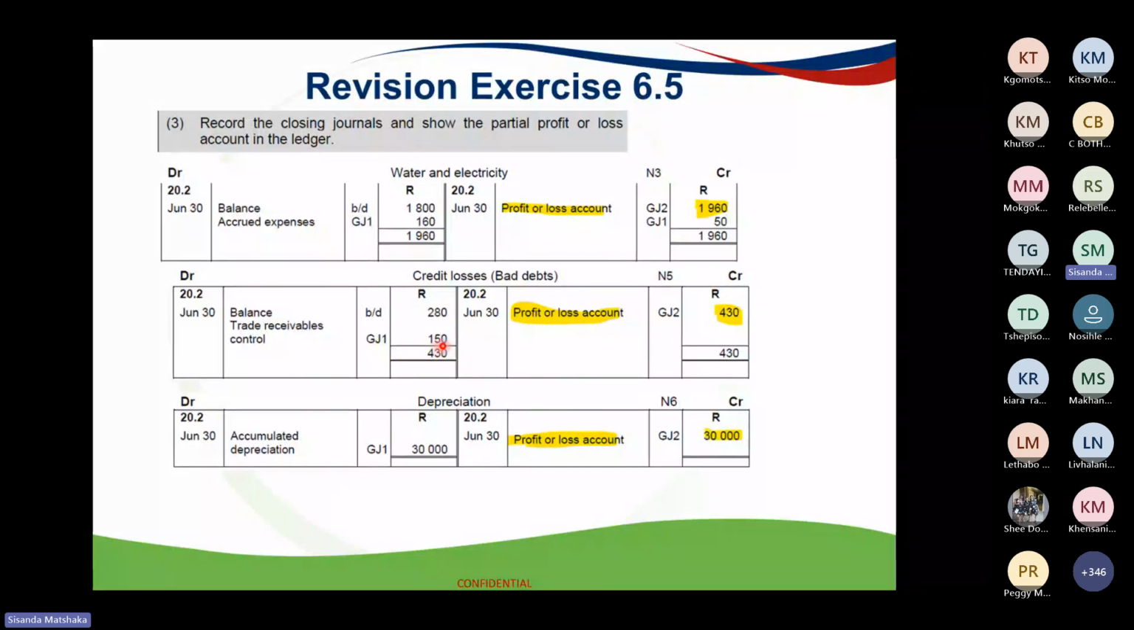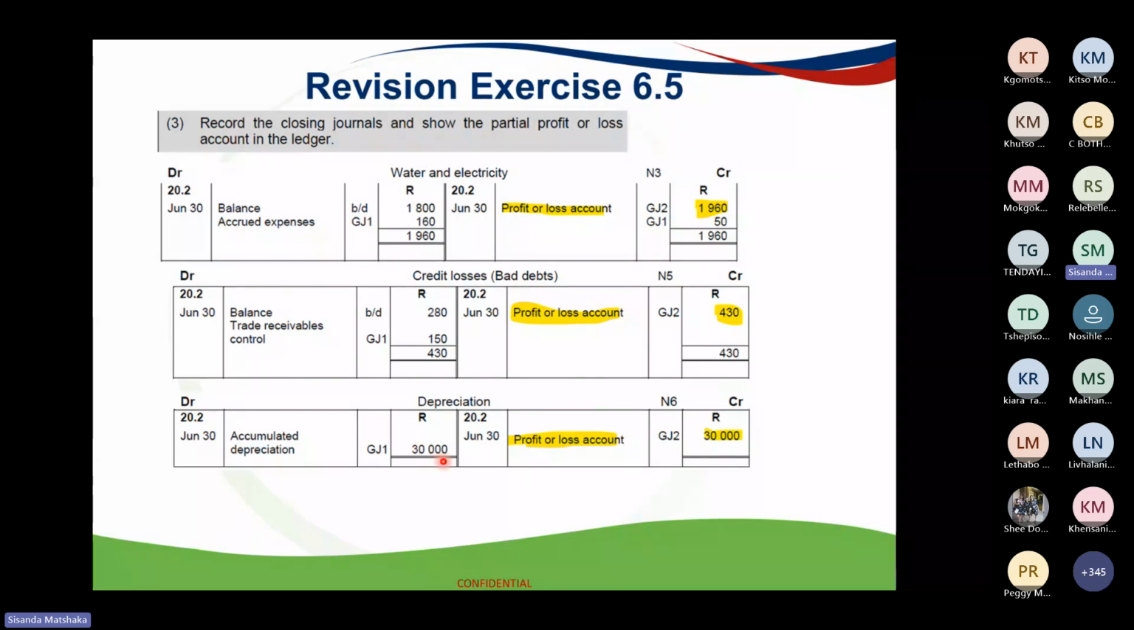There, as we learned, we had an additional amount of 150, which was written off, which then resulted in our expense for the period being 430. And then that is what we also write off to our profit and loss account. So when you square it up, that's the 430 which we would have. And then the last one being our depreciation account.